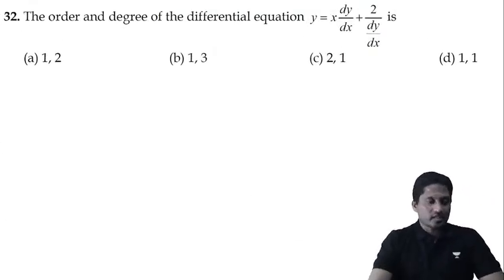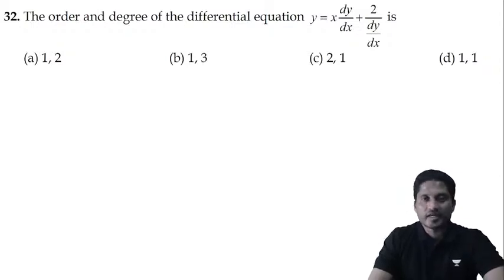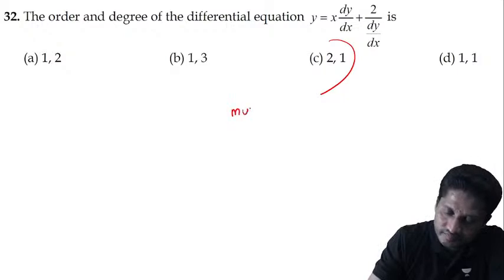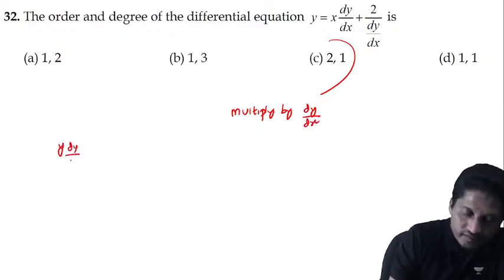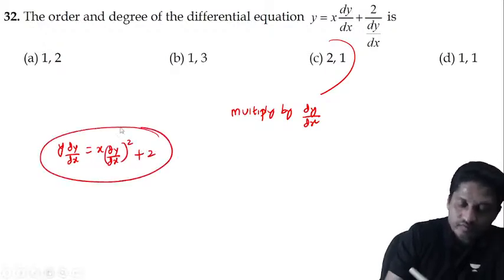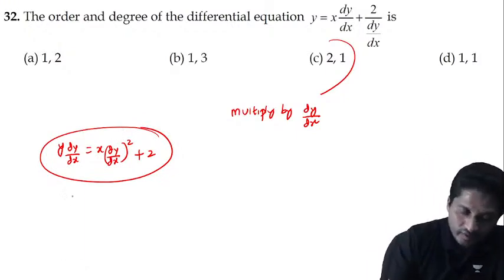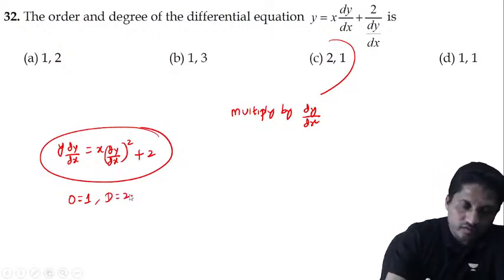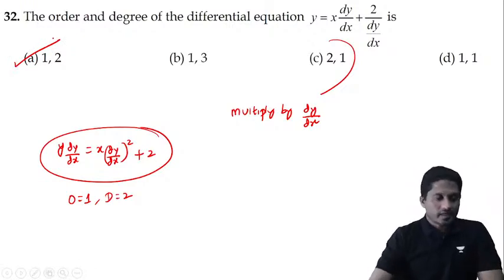The order and degree of this differential equation. How will I know the order and degree of this? In the same differential equation, if you multiply by dy by dx throughout, you will get y into dy by dx is equal to x into dy by dx the whole square plus 2. Order will be equal to 1 because it's a first order derivative. Power of that is 2, so degree is equal to 2. Order is 1, degree is 2. It should be the first option. Let's move to the next question.